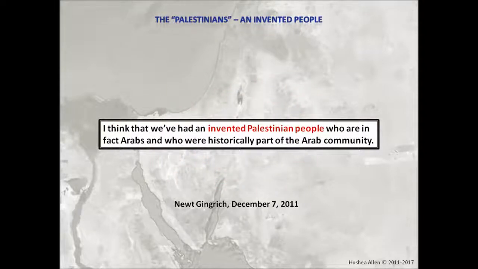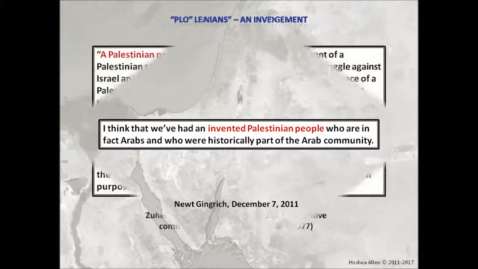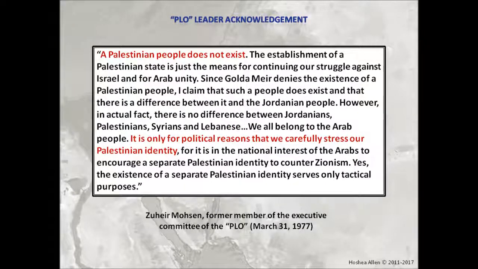It is exactly as Newt Gingrich said a number of years ago. He said, "I think that we've had an invented Palestinian people who are in fact Arabs, and who were historically part of the Arab community." Zohar Mohsin, former member of the executive committee of this so-called PLO, candidly admitted this deception when he stated the following in an interview on March 31st, 1977.